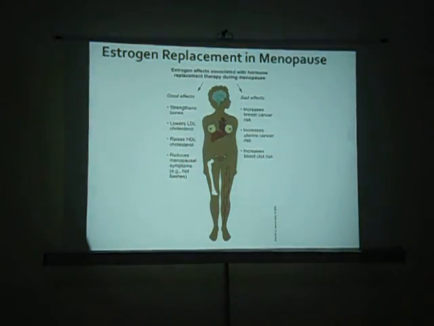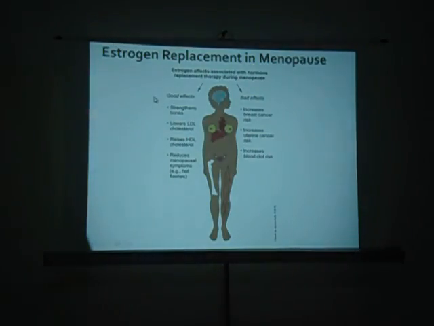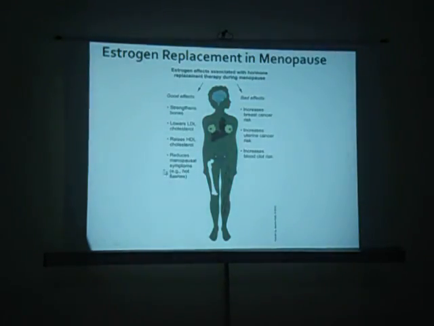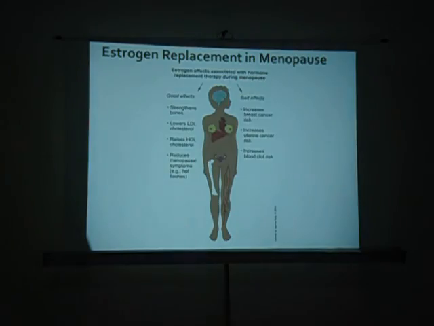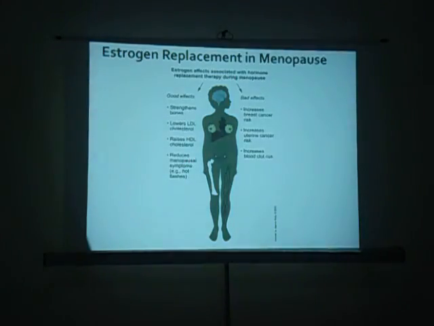So in estrogen replacement therapy in menopause, what are the good effects? Strengthening of the bone, lowers the LDL, raises the HDL, reduces the menopausal symptoms, that is hot flushes. These hot flushes we can also see in the premenstrual syndromes where the estrogenic action is more, the female is having pain and tenderness both in the uterus and the breast.